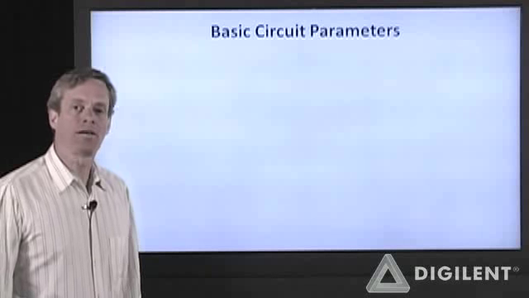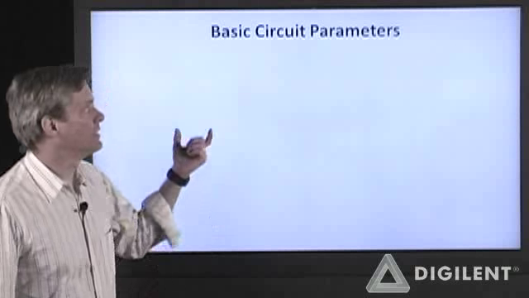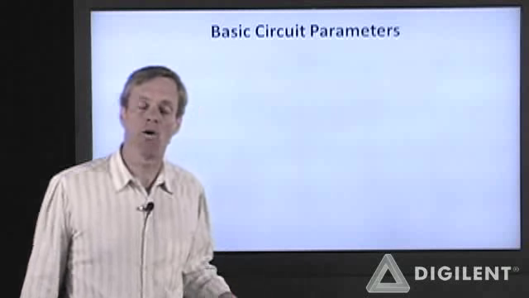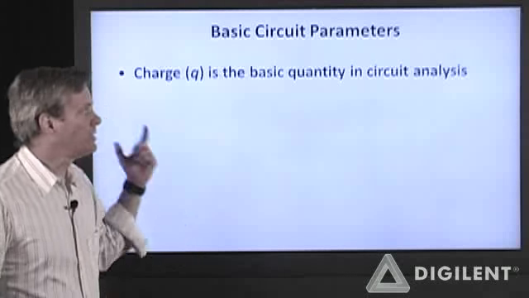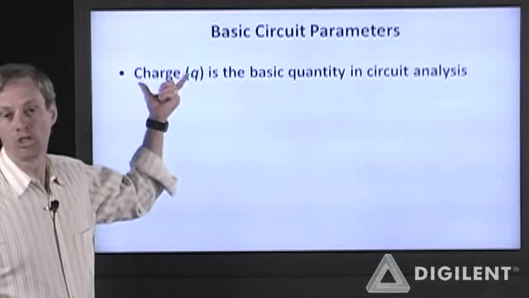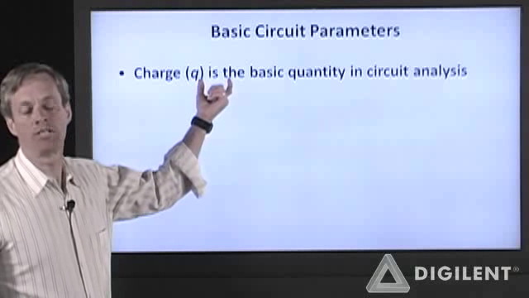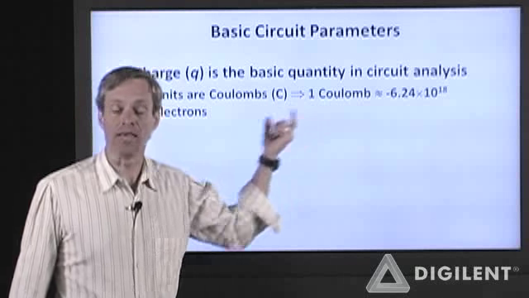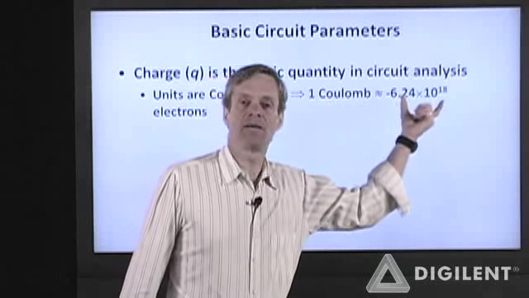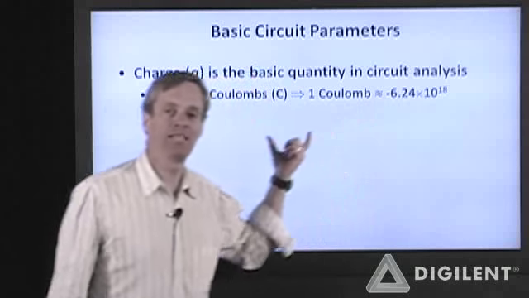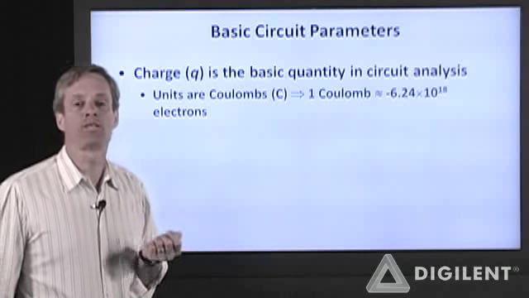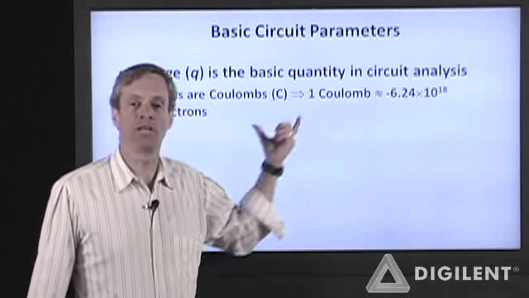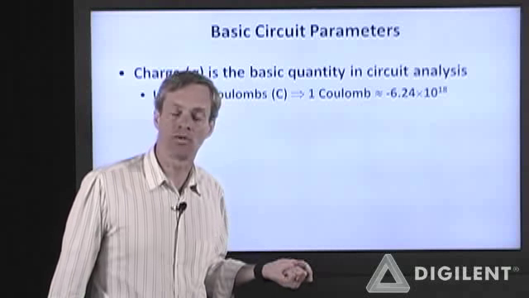There are a few basic electrical parameters that we'll be dealing with throughout the course of the semester. I'd like to introduce those now. The most fundamental electric circuit parameter is charge. It is abbreviated as lowercase q. The units of charge are coulombs, capital C. One coulomb is defined as about 6.24 times 10 to the 18th electrons. The fundamental unit of charge is one electron. Charge has to occur in integer numbers of electrons.